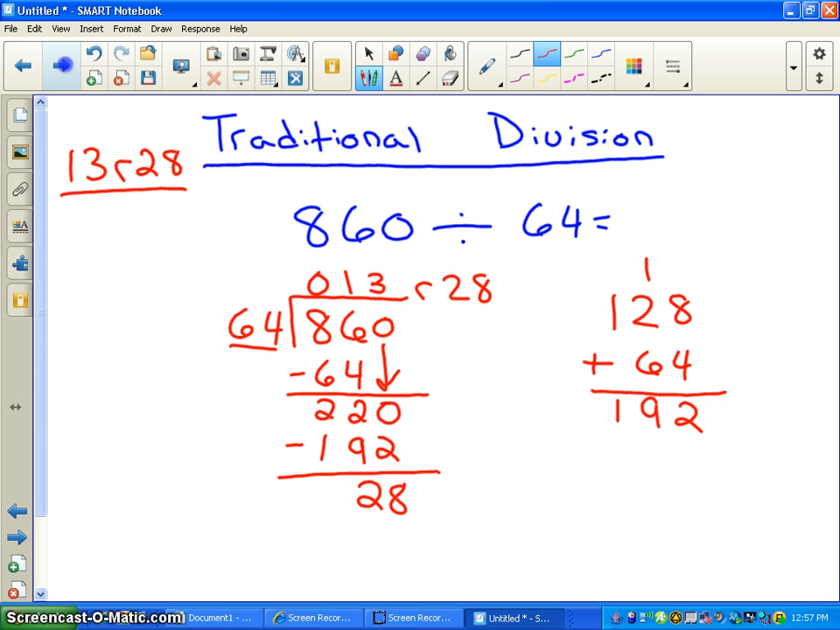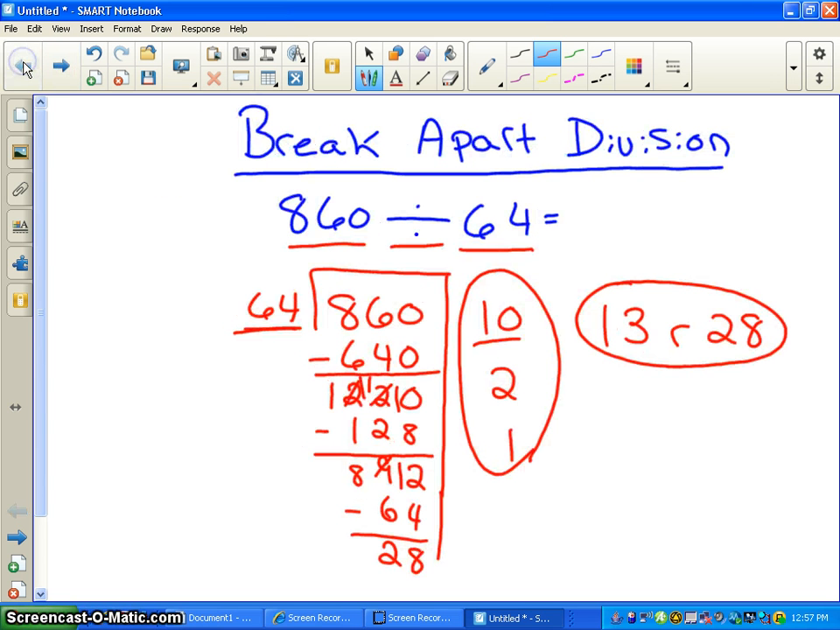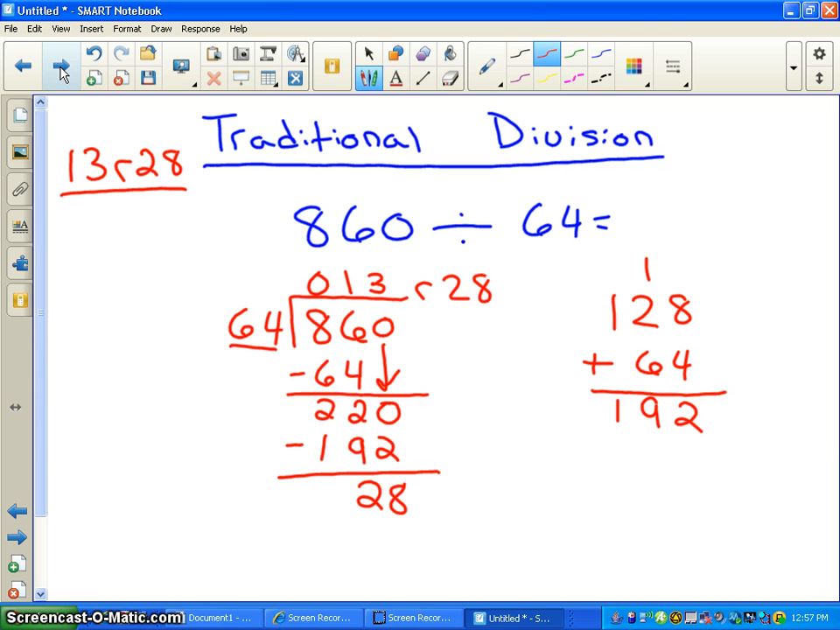Hopefully this was very helpful in showing you which way is beneficial towards you. You probably notice that the break apart is easy, but again, the traditional is another way to do it also.